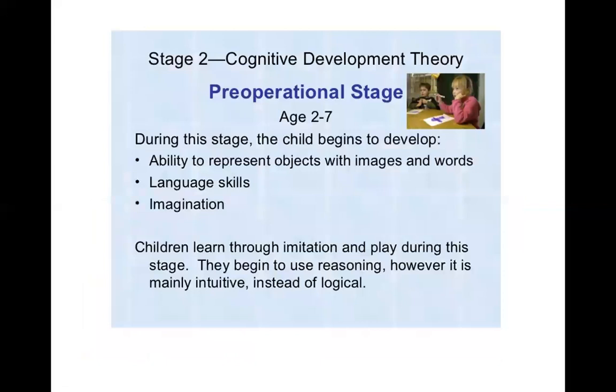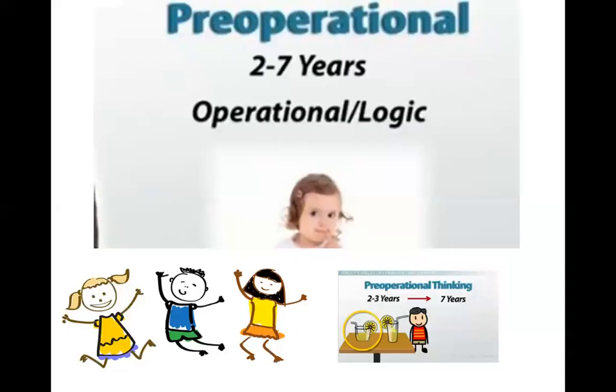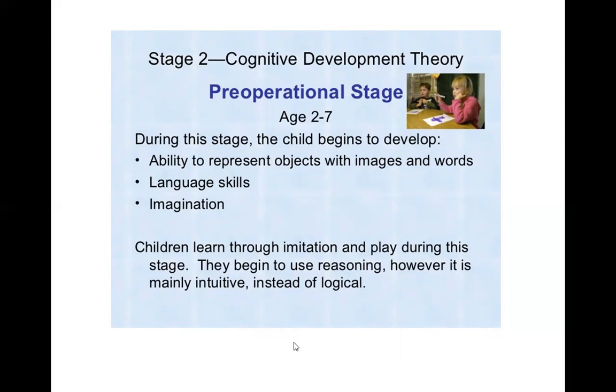During this stage, the child begins to develop the ability to represent objects with images and words. So the children can draw some figures, they can imagine some things, and they can write down some words. Your children can make birthday cards for you, they can invite you for the birthday party. They can make their birthday invitations too, and they can make birthday wishes for you too. And of course, language skills are developed during this phase, and here their imagination power becomes very strong.